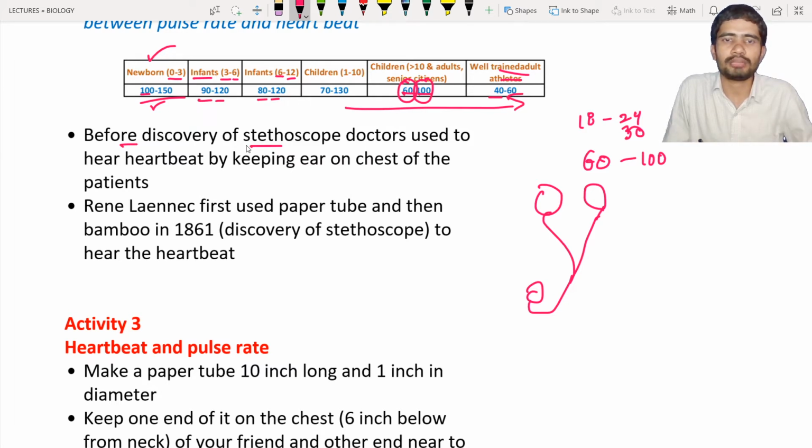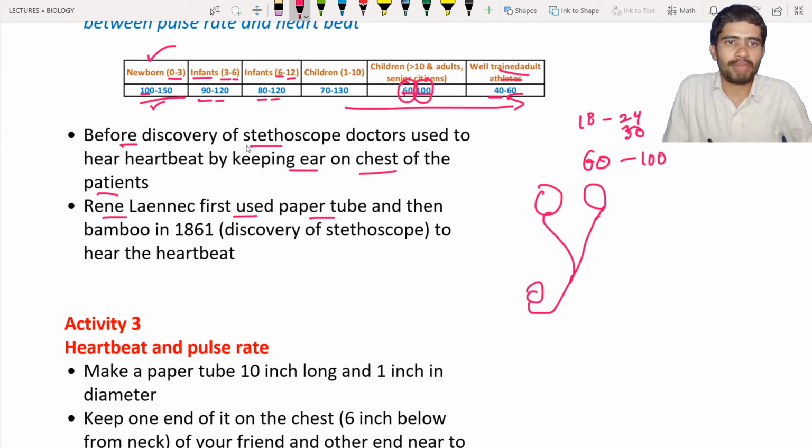Doctors used to hear the heartbeat by placing their ears on the chest of the patients. After that, René Laennec was the first doctor who used a paper tube. Instead of hearing directly from the chest of the patient, he listened to the heartbeat with the help of the paper tube.